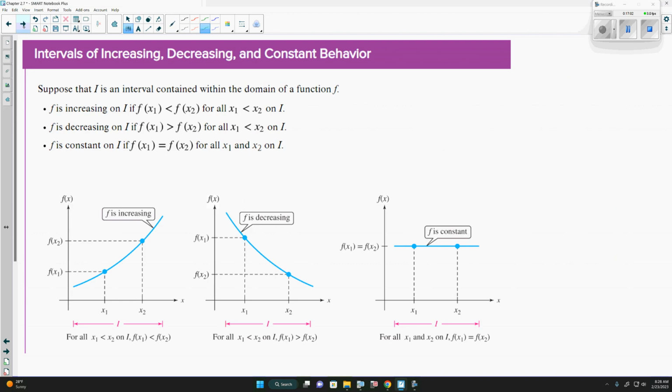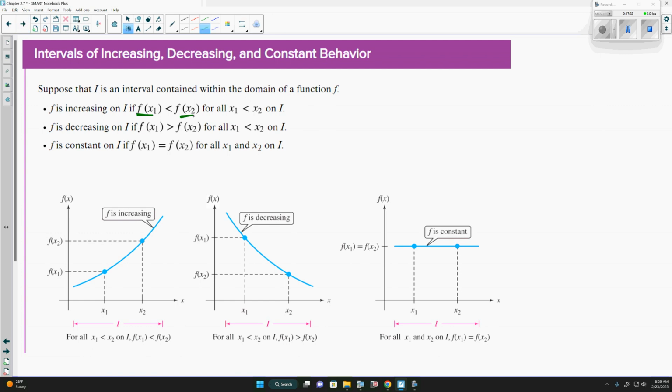And before we do that, we'll look at this here. This is the last part of the assignment. The last part of the chapter or section we're looking at is increasing and decreasing and constant. And this, again, looks very, very complicated, especially the writing. For increasing on I, function f, if f of x1 is less than f of x2, for all x1 less than x2 on I, then it's considered increasing.